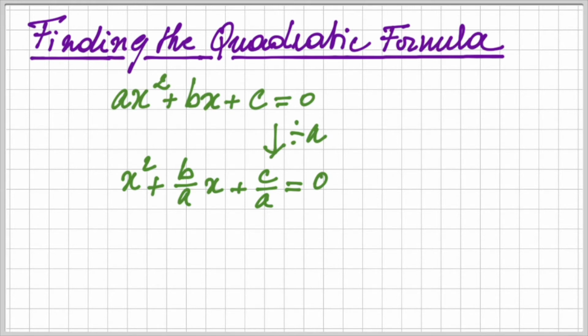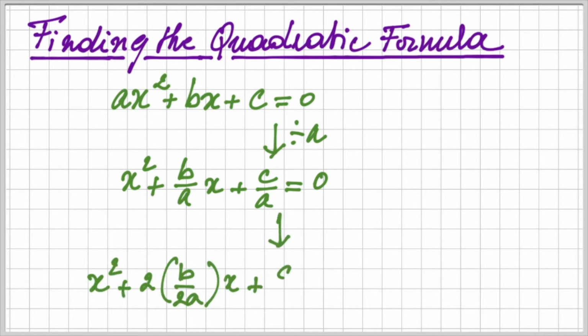So basically we already see the format that we had before. Certainly the part x squared plus b divided by a times x. And what we do now is we rewrite this in the form x squared plus 2 times b divided by 2a times x plus c divided by a equal to 0.